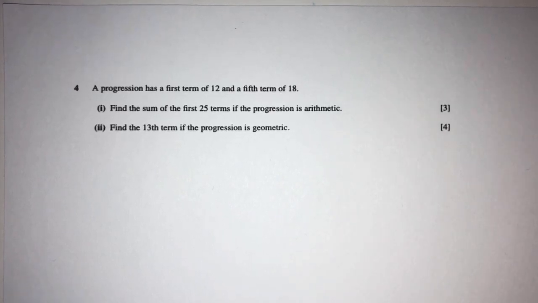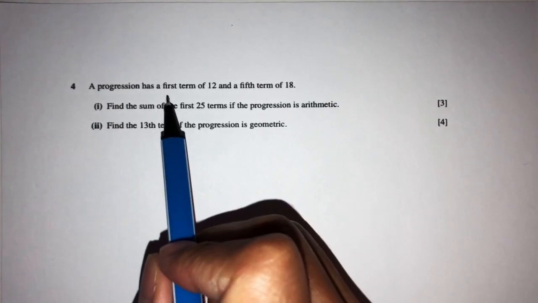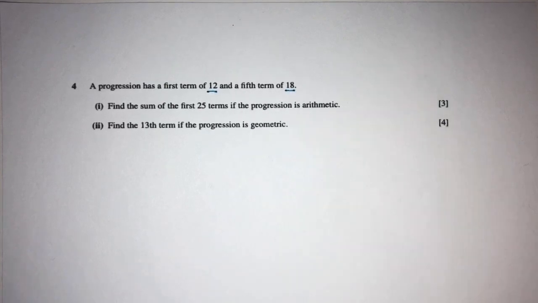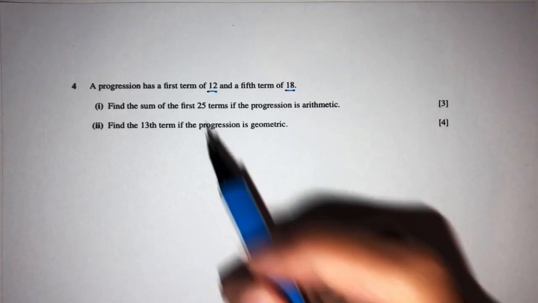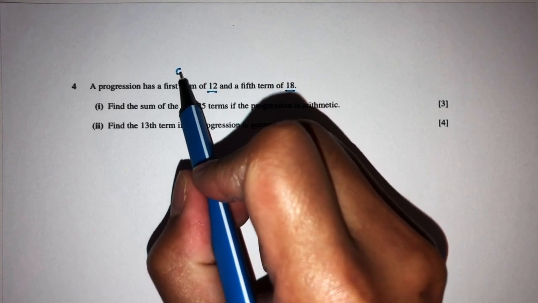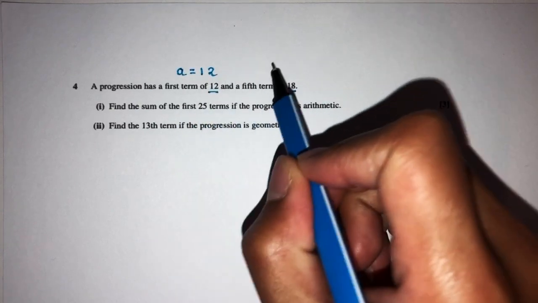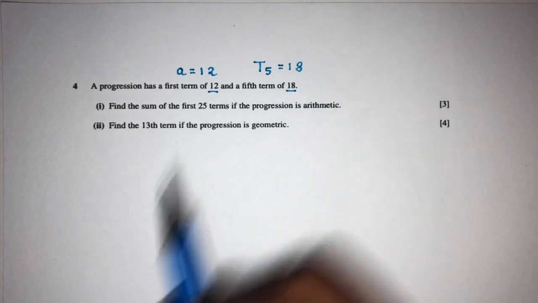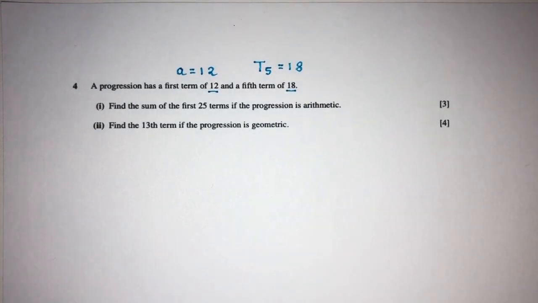Now for this question, we have a progression that has a first term of 12 and a fifth term of 18. So let's first write this information down. We always call the first term a, which is 12, and the fifth term, which is term number 5, is 18. This is given information. Now let's move on to the questions.